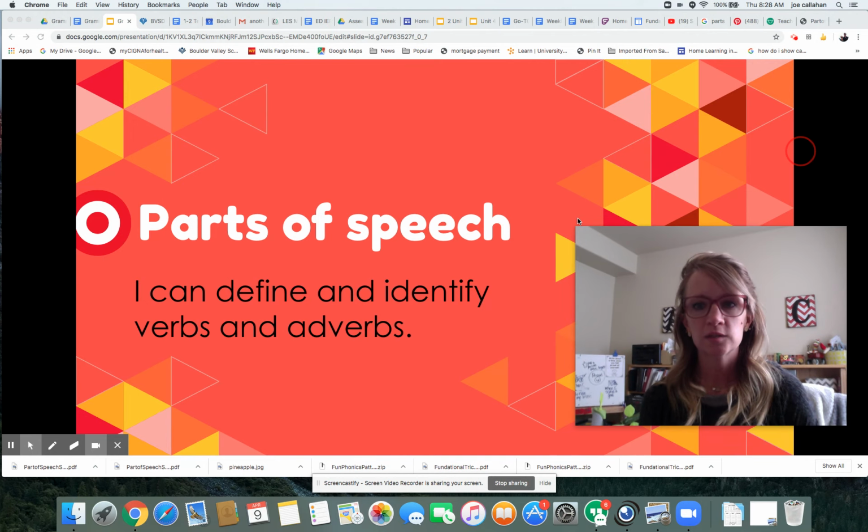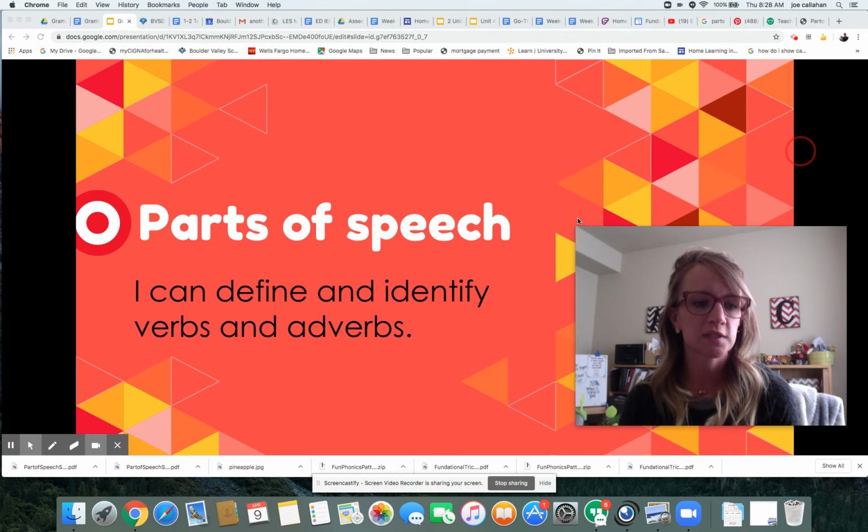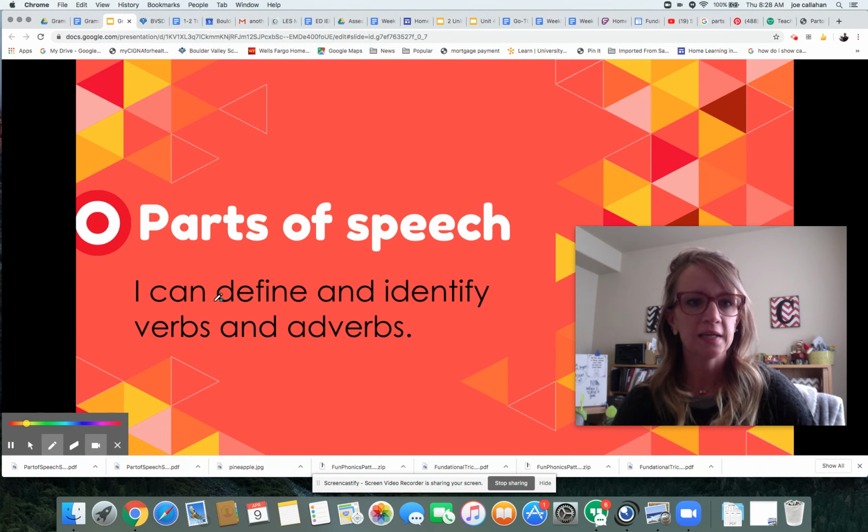Okay, last week we had a similar target for our grammar lesson for the week. So let's look at today's target. We can jump in. Go ahead and read it with me. I can define and identify verbs and adverbs.